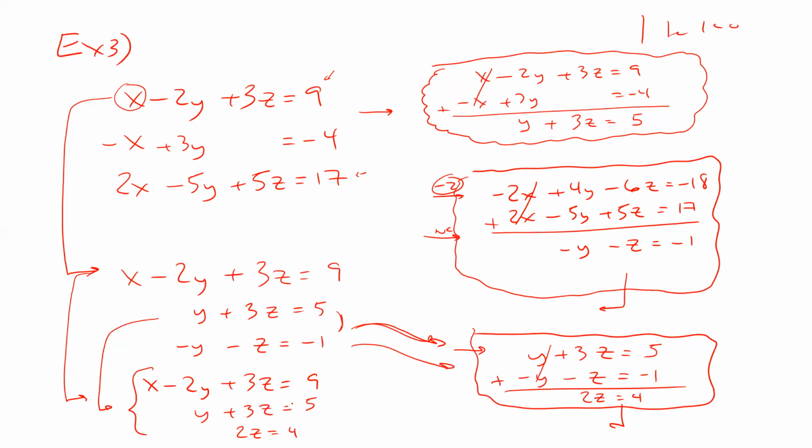So here are my 3 equations. They are in row echelon form now. Well, almost. We've got one more thing to do to put them into row echelon form. Just divide the bottom by 2. So can I write this out right over here? I have x minus 2y plus 3z is equal to 9. y plus 3z is equal to 5. And now z is equal to 2. There's my row echelon form.